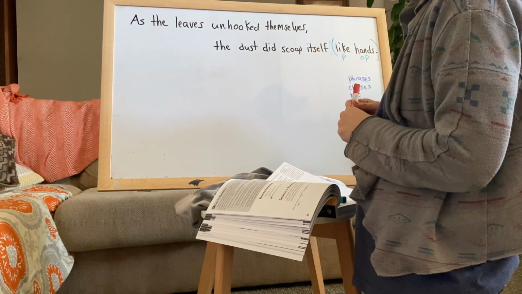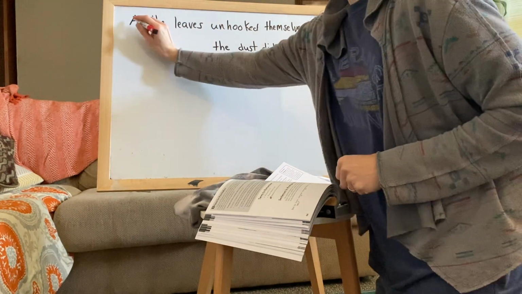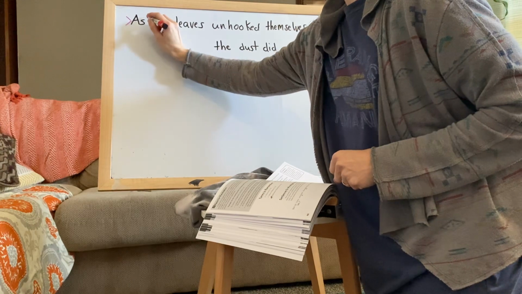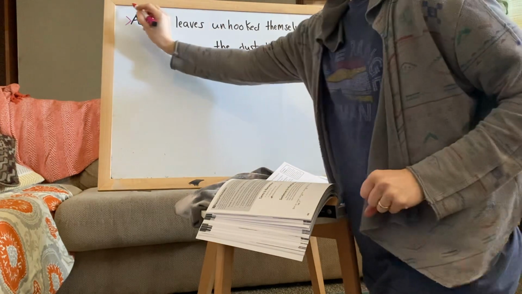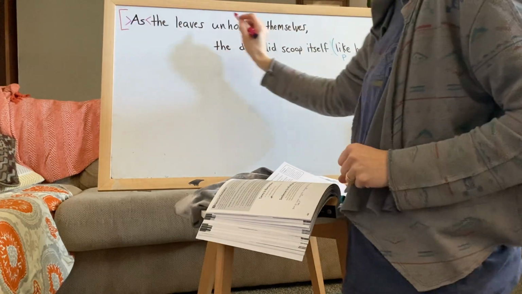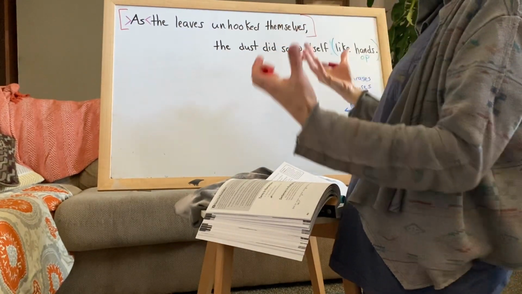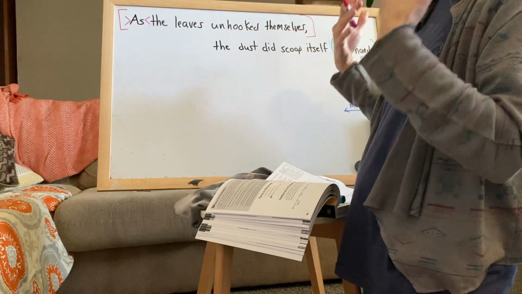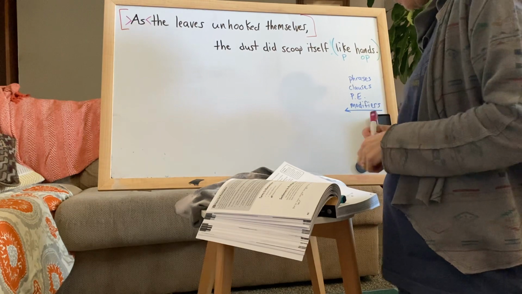So in our subordinate clause, first our conjunction, remember it being a conjunction, we're going to go like this. And then we're going to put that into some brackets. As the leaves unhooked themselves. This cannot stand alone by itself. As the leaves unhooked themselves. Okay? It's not a complete thought.